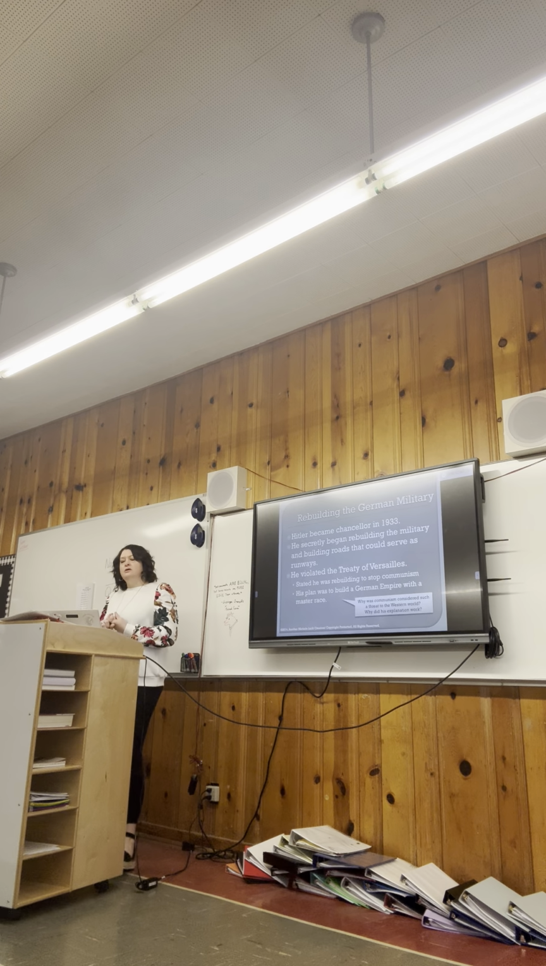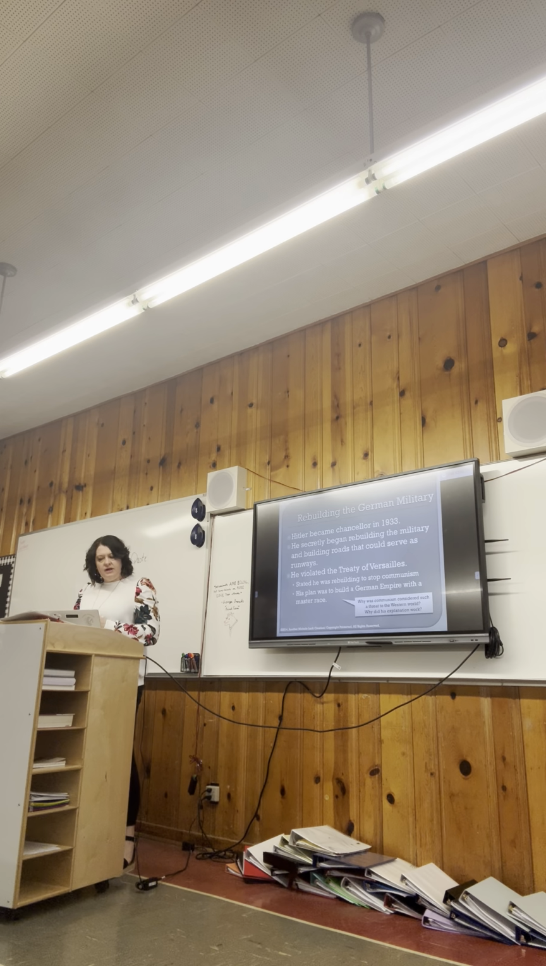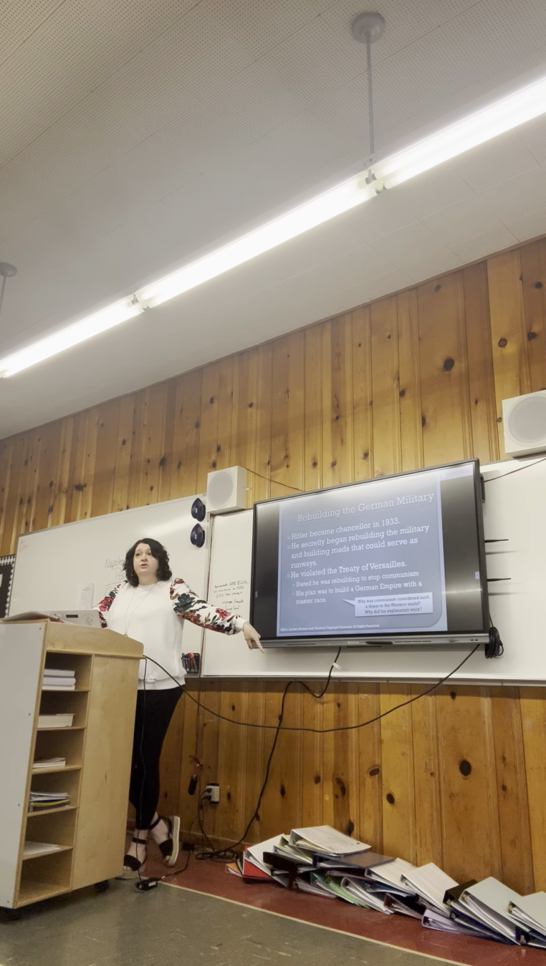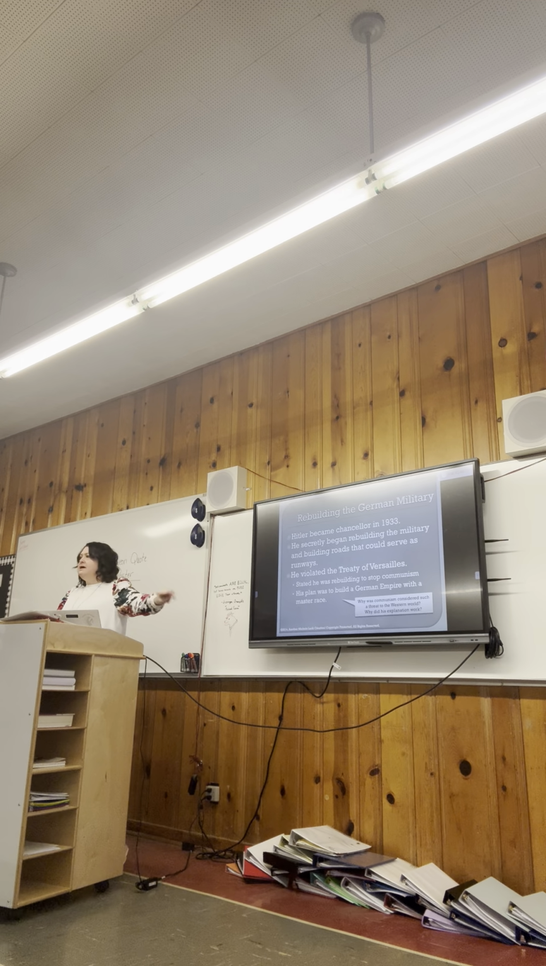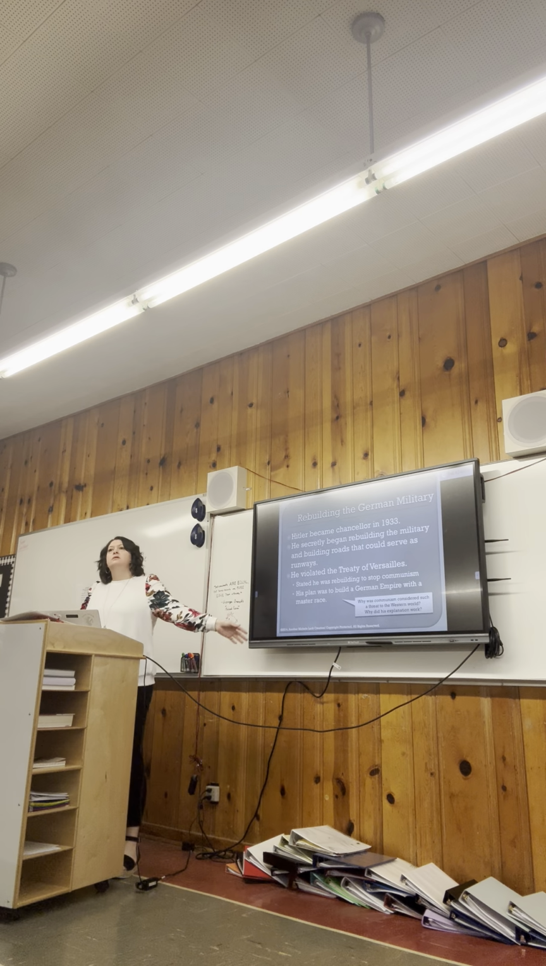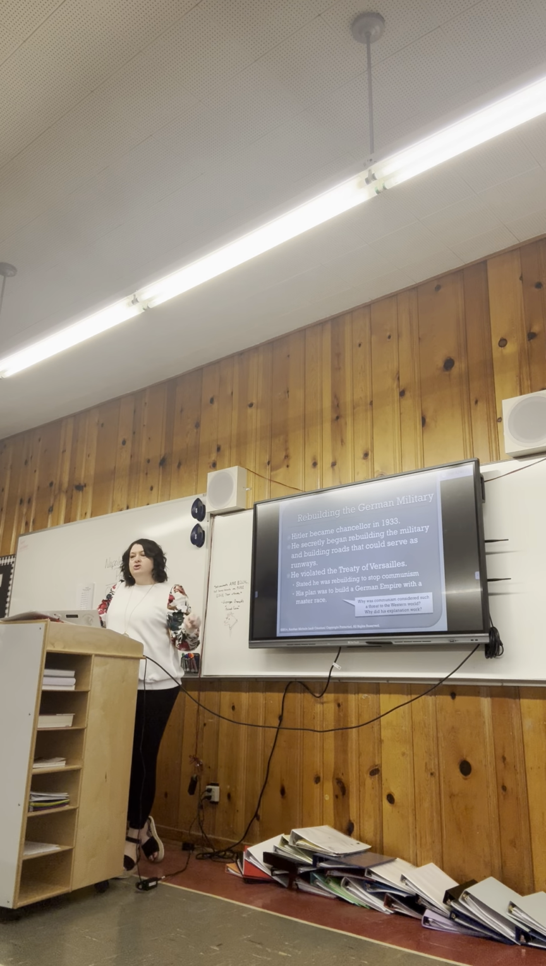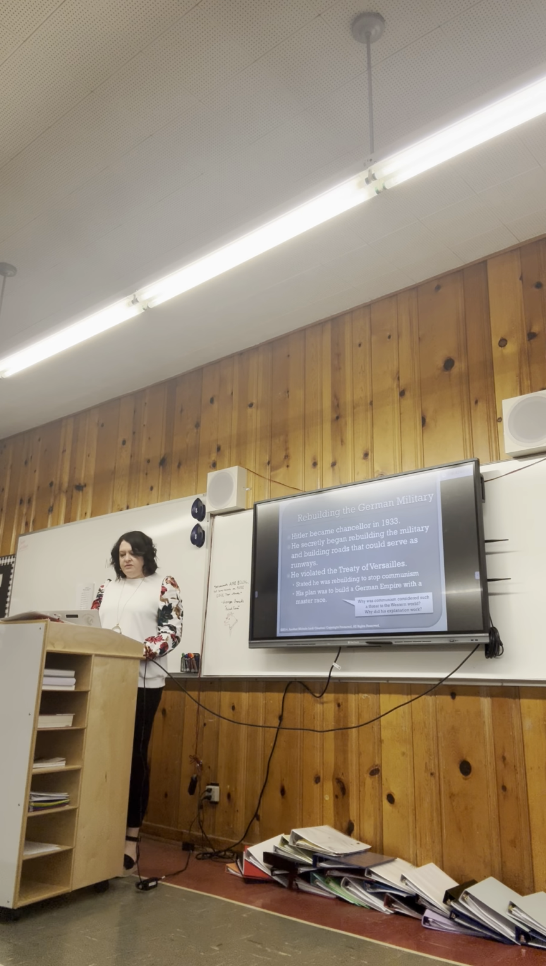All right, so Hitler became chancellor in 1933, and he secretly began building that military up. Remember, one of the rules imposed after World War I was that they had to give up their navy and reduce the size of their military. Hitler took control and started secretly rebuilding that military, building roads that could serve as runways. He directly violated the Treaty of Versailles. He stated that he was rebuilding to stop communism, but his plan was to build a German empire with a master race.